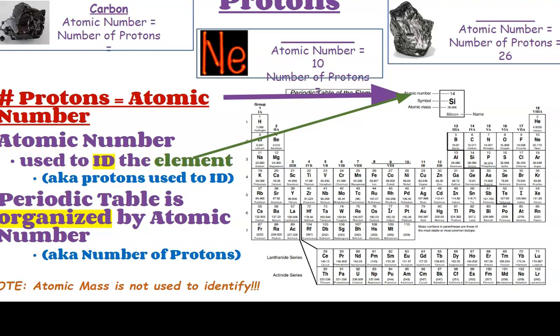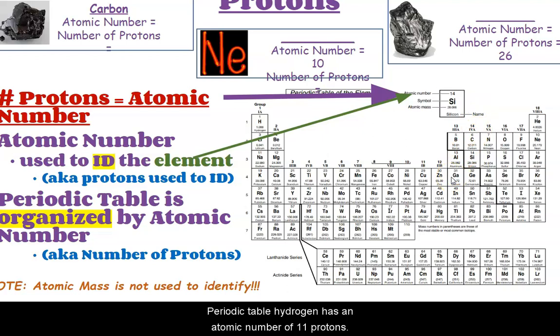The atomic mass, which you see on the bottom here, is an average atomic mass. So it's going to be in decimals, like 28.086. Also on the periodic table, we're going to be given the symbol and often the name. So please note that the periodic table is organized by atomic number.